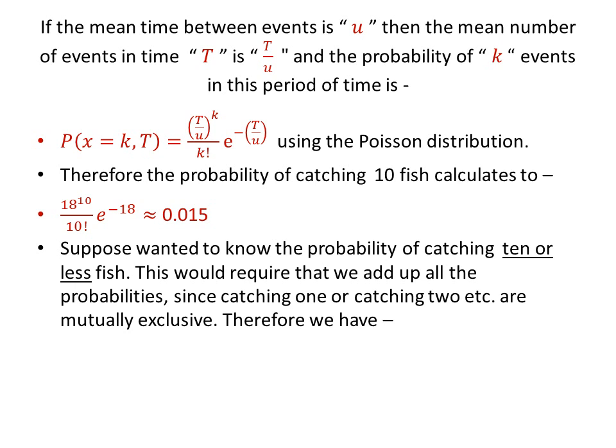Now suppose you wanted to know the probability of catching 10 or fewer fish. This would require that we add up all the probabilities from catching 0 fish to 10 fish. You can do that since these events are mutually exclusive. And therefore, the probability of catching 10 or fewer fish is equal to this sum, n equals 0 to n equals 10, of our Poisson distribution. This works out to be approximately 3%.